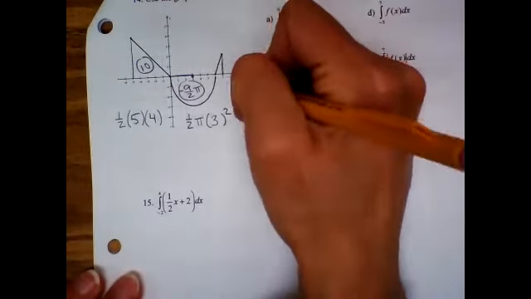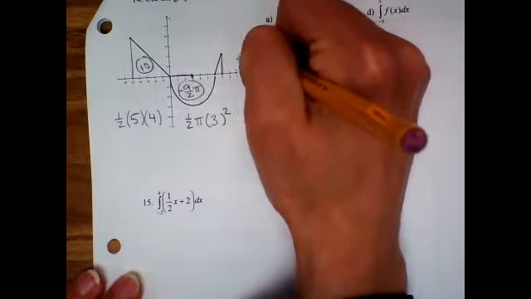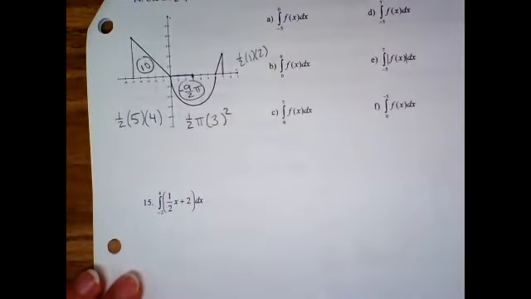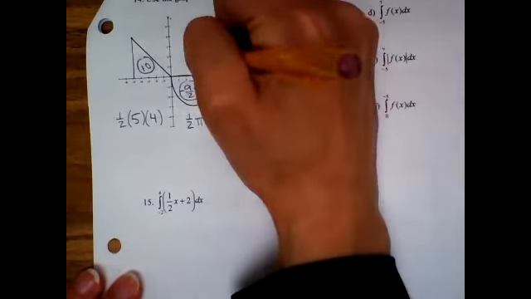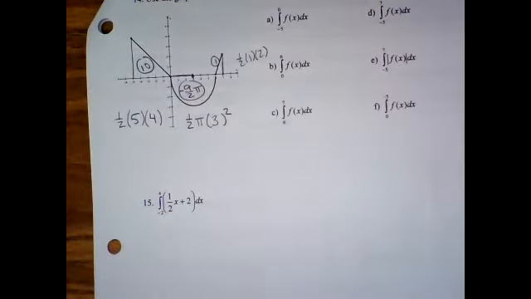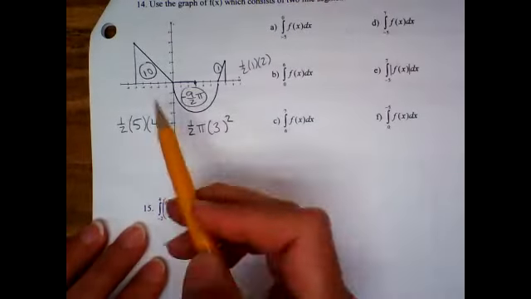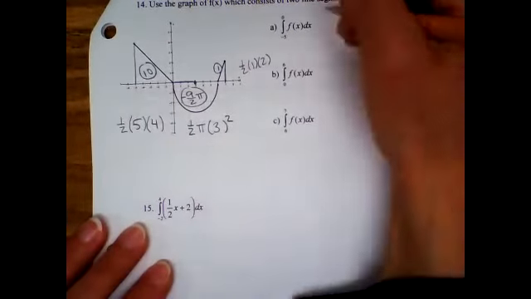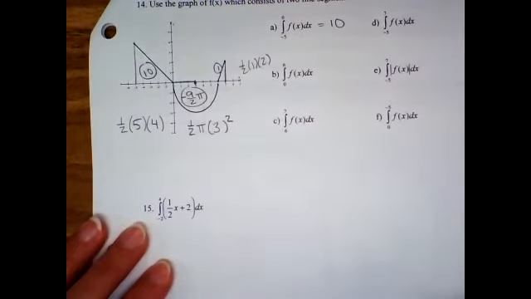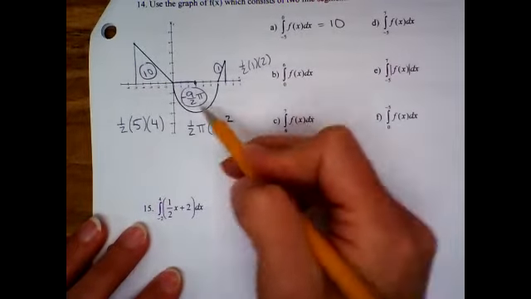And then the last one, another triangle. So 1/2 base times height. The base is 1, the height is 2. So that little guy is worth 1. And then once you do all that, the hard work is done. Now you're just going to use them to answer the questions. Integral from -5 to 0, 10. Integral from 0 to 6.